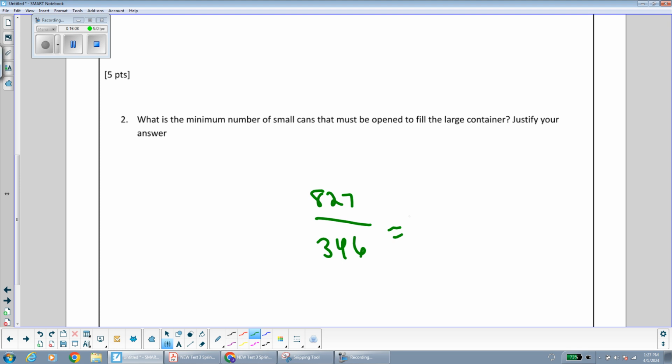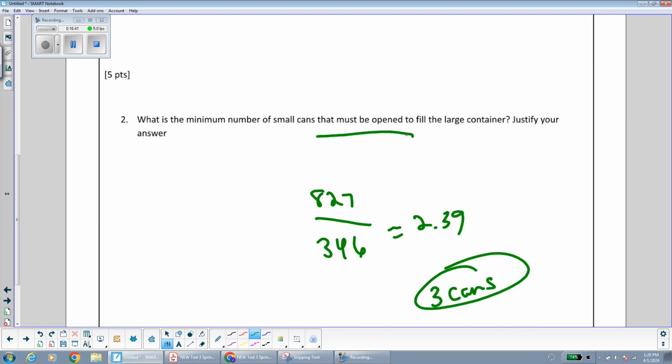And that is approximately 2.39. A lot of people put 2, but the thing is, if you only open up 2 cans, then the large one container is not completely filled. It doesn't say that you have to put a whole can in there. It just says that it must be opened. So you would need to open 3 cans to have enough to completely fill. And then you don't have to use the rest of the third can, right? You can put the rest away and use it a different time, but you got to open it in order to be able to fill the large container. And it does say that it must be opened.